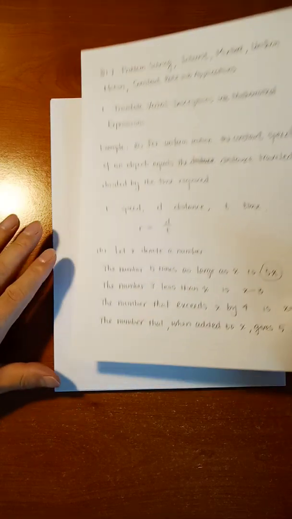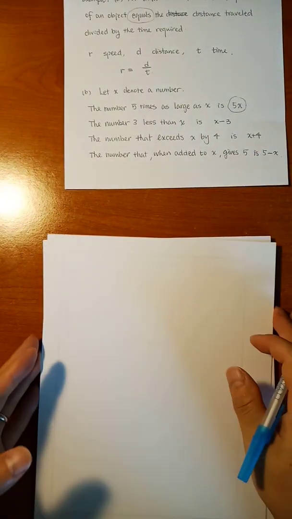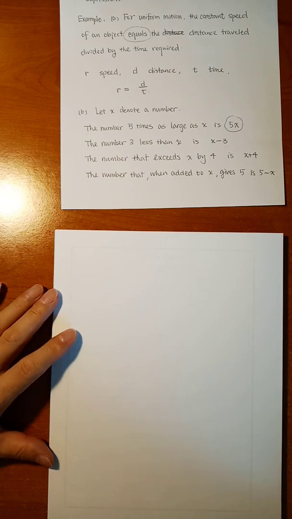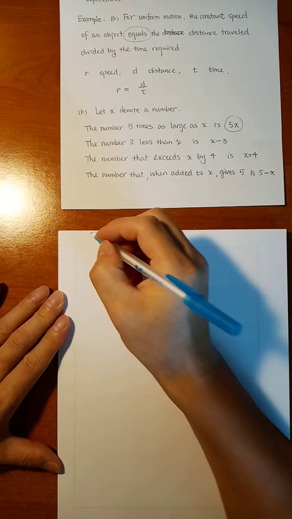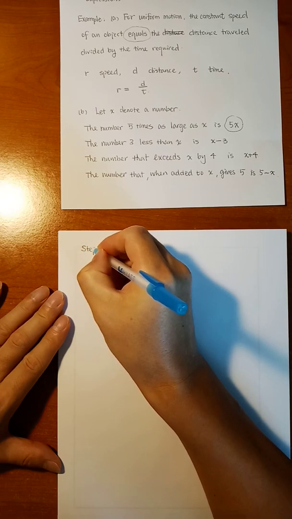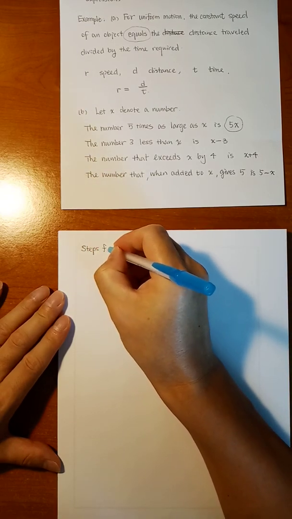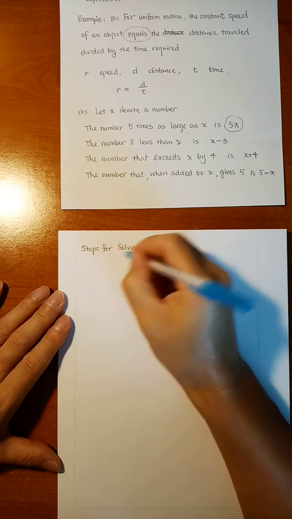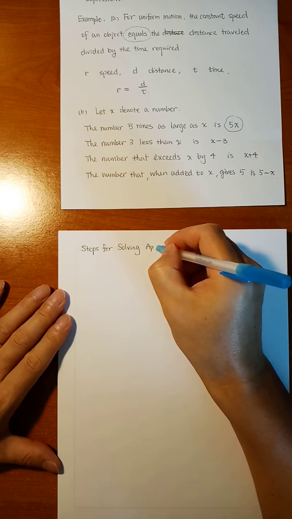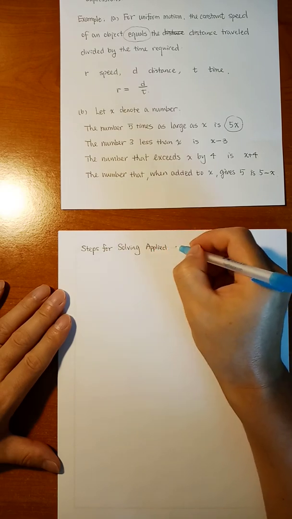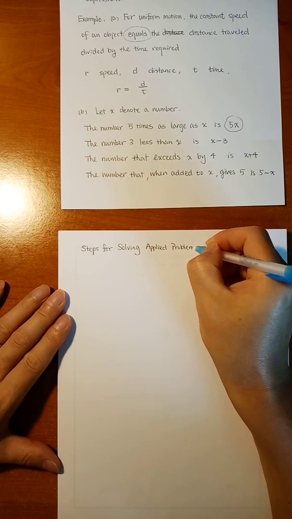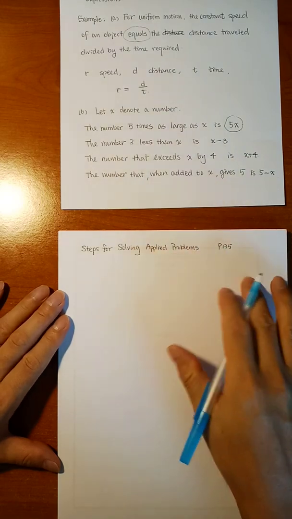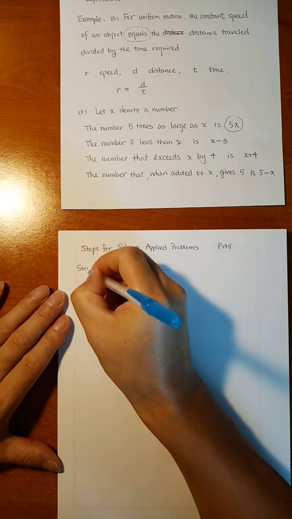All right? Okay, so in the textbook, the author summarized several important steps for solving applied problems. First, let's briefly go through those steps, and then we're going to apply those steps for the concrete problem. Steps for solving applied problems. Those steps are on page 135, so you can find them. So first, let's go through them one by one.